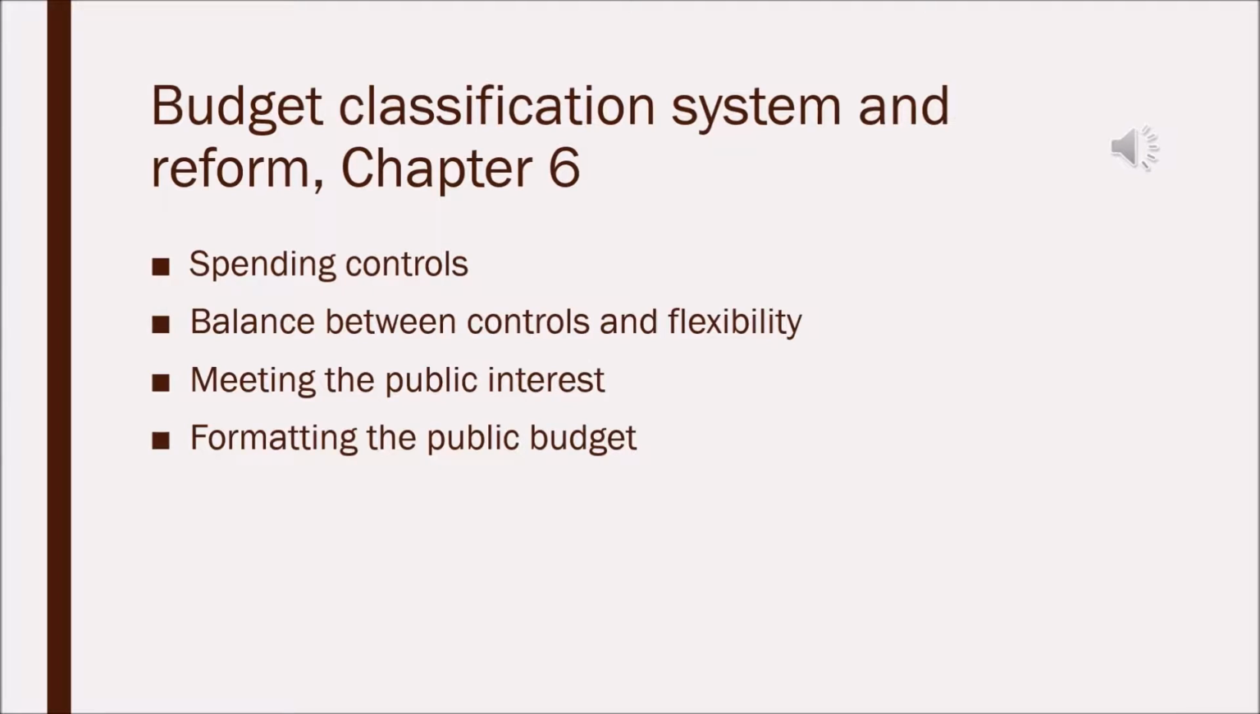We continue to look at the budget process, including budget classification systems and various reforms in Chapter 6. The basic concerns of the budget process involve spending controls rather than resource allocation. A response to early 20th century corruption and theft of government resources led to the implementation of various spending controls. That remains less of a concern in the U.S., but remains a high concern, particularly in developing countries. It requires a balance between controls and flexibility.